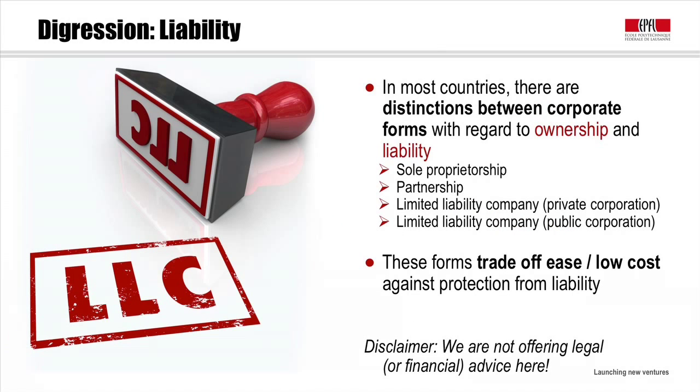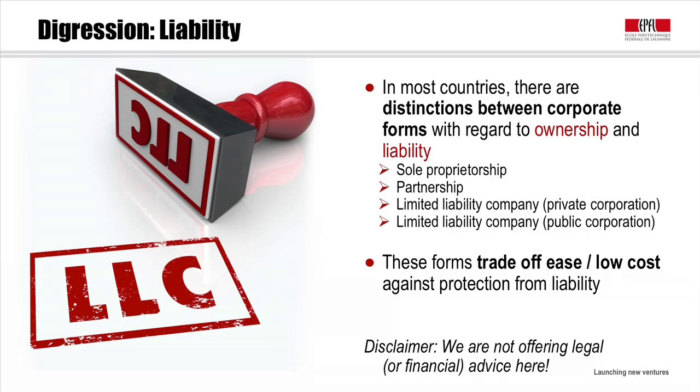Okay, let's talk a little bit about liability and corporate form. So in most countries, there's going to be a distinction drawn between corporate forms that protect the owners from liability from what happens with the company, and those that do not protect the owner or owners. Okay, so there are two main categories here. Now, these details differ from country to country, so it's important that you understand the rules in your own country. However, generally speaking, there are two main categories. One is when your liability is unlimited, and the other is when your liability is limited.